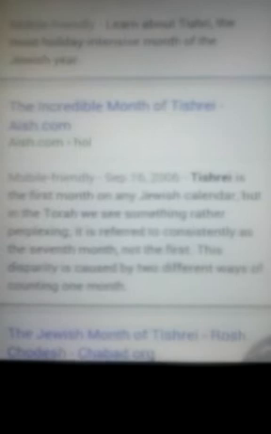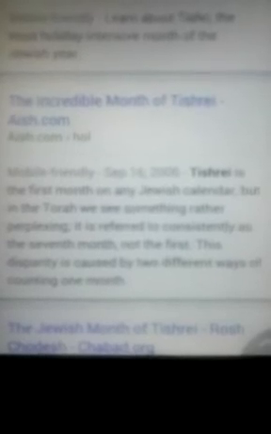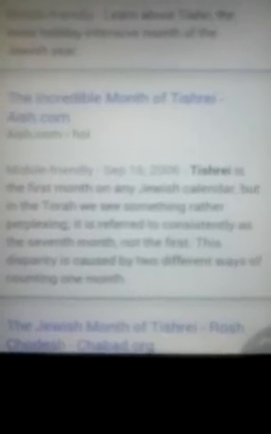Tishrei is the first month of the Jewish year, bridges the summer and the autumn months. Tishrei is the first month on any Jewish calendar, but in the Torah we see something rather perplexing. It's referred to consistently as the 7th month, not the first. And I remind everyone, God created the earth in 7 days, 6 days, rested on the 7th. Also, Israel became a Jewish state 67 years ago in 1948.